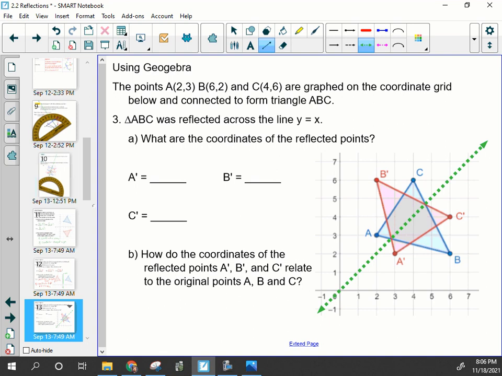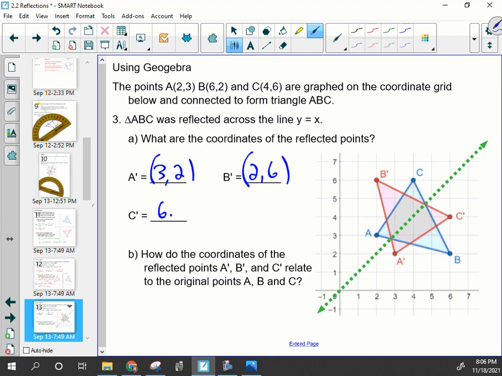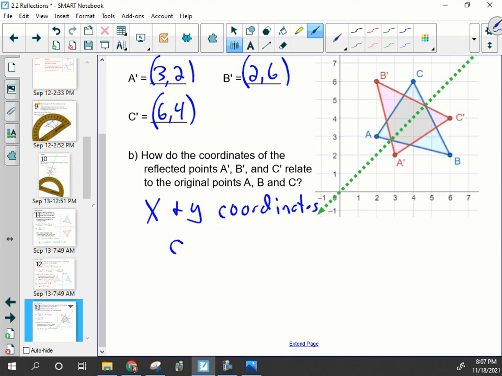Well, A prime is at 3, 2. B prime is at 2, 6. And C prime is at 6, 4. How do those coordinates relate to my original 3 points? Yeah, they flip-flopped. The x and y coordinates changed. The x coordinate became the y coordinate, and the y coordinate became the x coordinate.